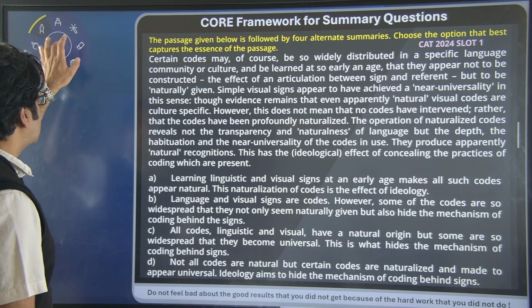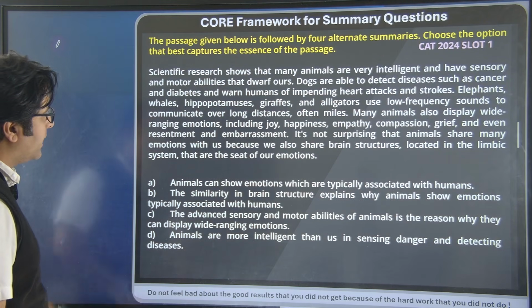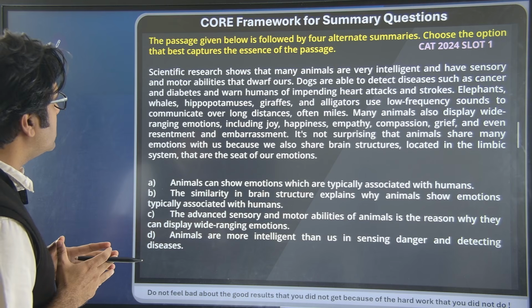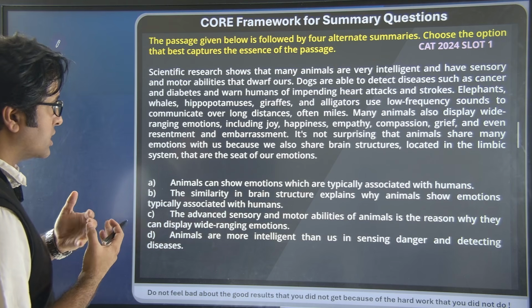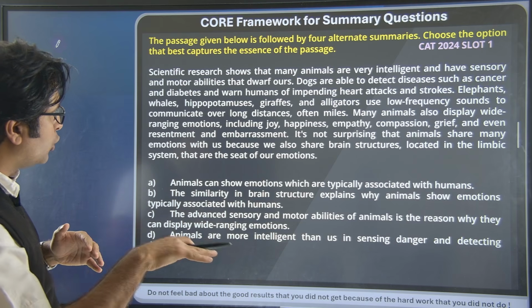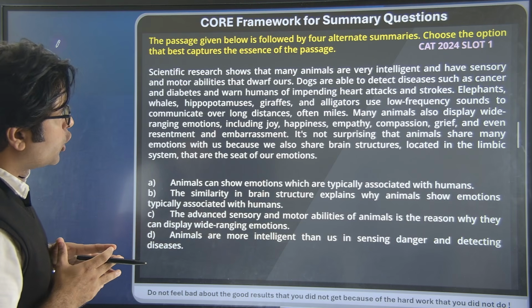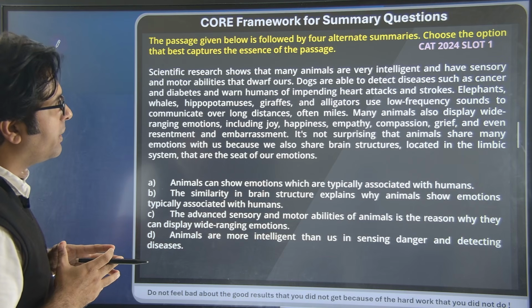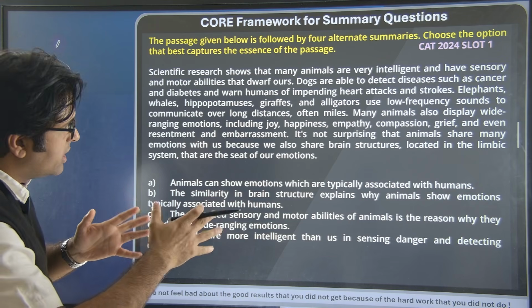Let's look at the last question from CAT 24 slot 1. Scientific research shows that many animals are very intelligent, have sensory and motor abilities that dwarf ours. Dwarf would be उनके पास superior ability है, हमारी ability कम छोटी पड़ जाती है उनके comparison में. Dogs are able to detect diseases such as cancer and diabetes and warn humans of impending heart attacks and strokes. Elephant, whales, these are examples.